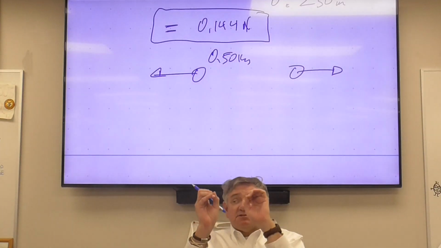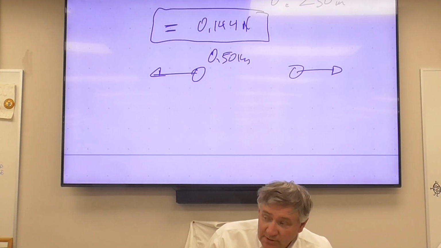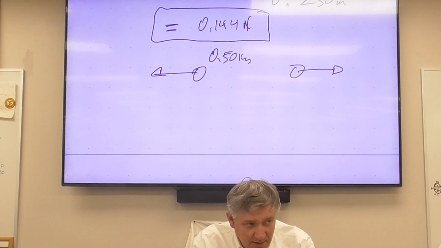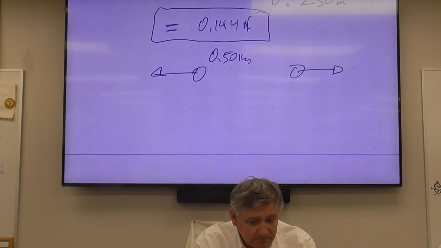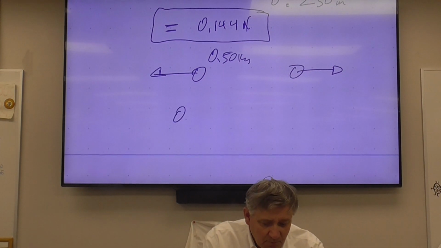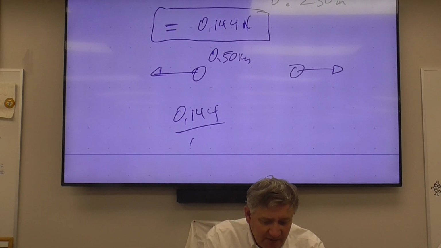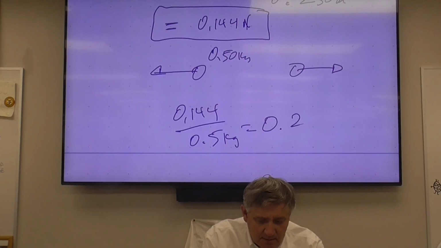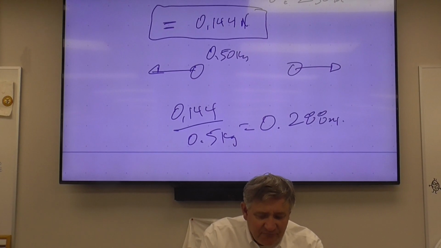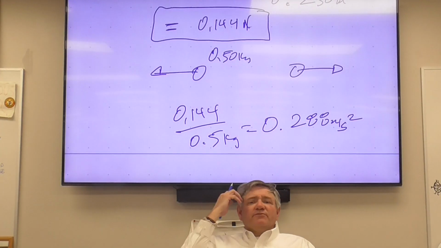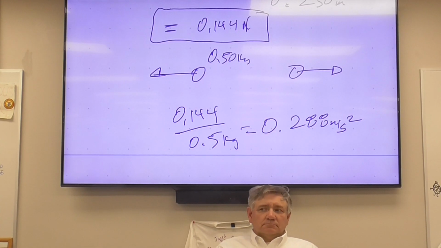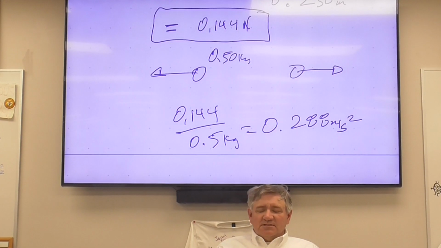So when you initially let go, and this is going to be important, what's going to be the acceleration of each one? 0.144 divided by a half a kilogram, you get 0.288. Is that value of acceleration going to remain constant? No, that's initial.